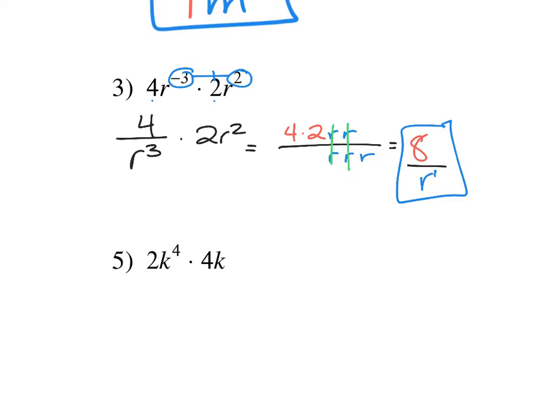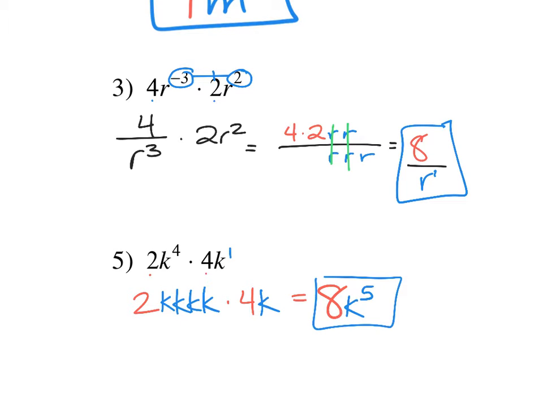If you don't have any negative exponents like number 5 here, you treat numbers like you've always treated numbers. We're going to have 2 k times 4 k. Numbers treat like numbers. 4 times 2 is 8, and for a grand total of 5 k's, because 4 plus 1 is 5.